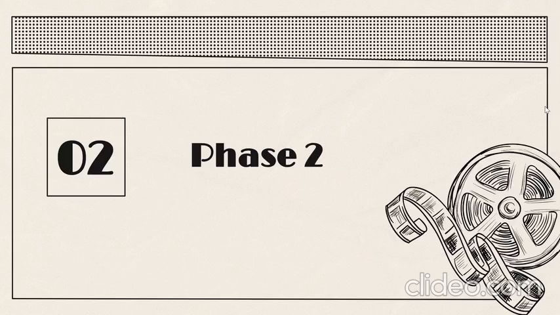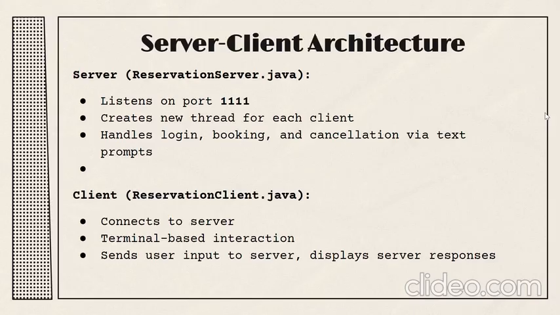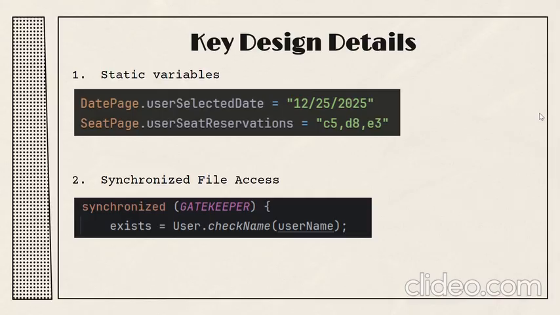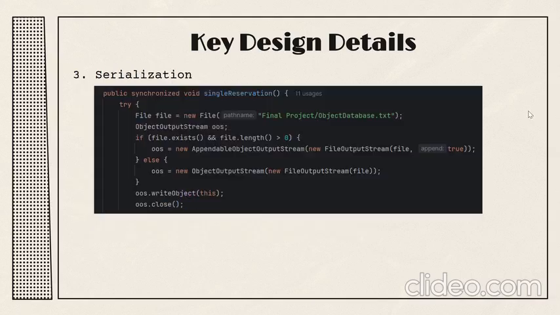For phase two, we had to build the server-client architecture. So our server created new threads for each client and handled logging, booking, and cancellation. The client was a terminal-based interaction which sends users' input to the server and displays the server responses. So we had a couple of key design details for this phase: static variables as well as synchronized file access. The synchronized file access prevents two users from booking the same seat simultaneously. We also had serialization.